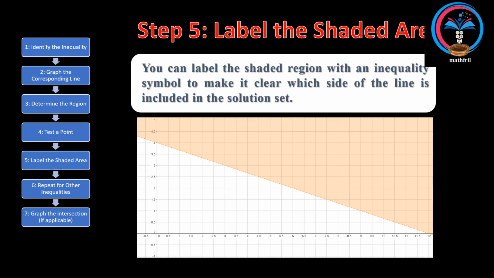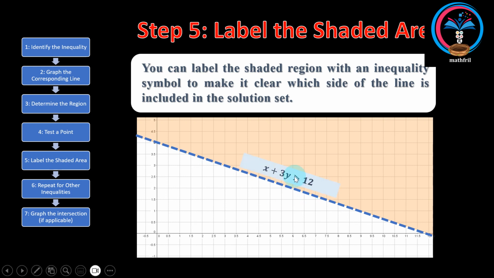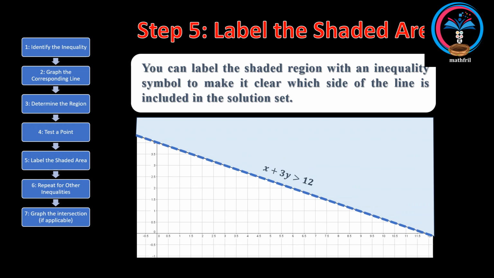Okay? In step number 5, we have to label the shaded area. So here's the idea here. As soon as you have put the boundary line, which is a dashed line because it is greater than, we have to shade the area and label it as greater than. So it is greater than, therefore we have to shade on the right side.